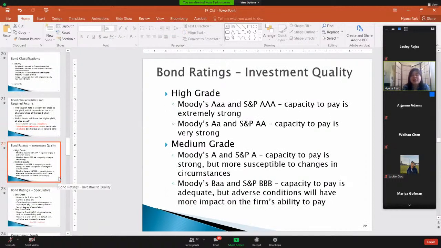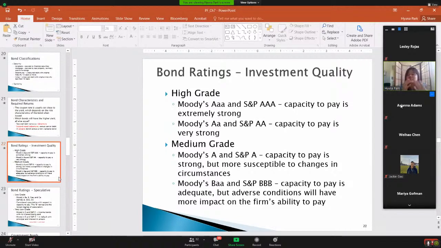Another important concept in chapter 6 is ratings. Bond ratings: corporate bonds and municipal bonds have credit risk. The issuer can go under, default. So when investors buy bonds, they need to pay attention to the credit quality. That means, of course, low credit quality bonds will have a higher yield. That means a lower price compared to high quality bonds that have a higher rating. That means the price will be higher, and the yield will be lower.